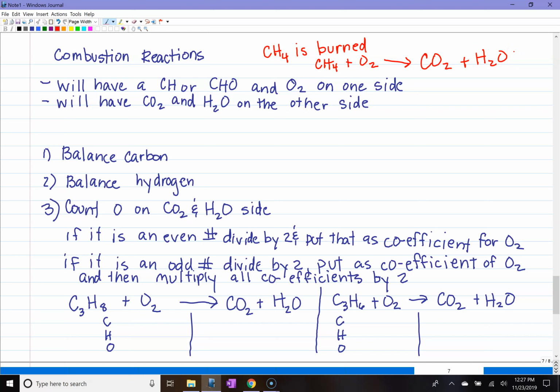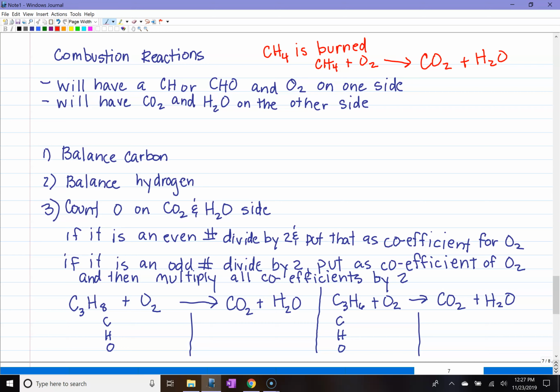Now, these are a little trickier to balance, and so having a method to balance them makes it a little easier. The first thing you want to do is balance your carbons, then balance out your hydrogens. Then you want to count the number of oxygens on the carbon dioxide and water side.